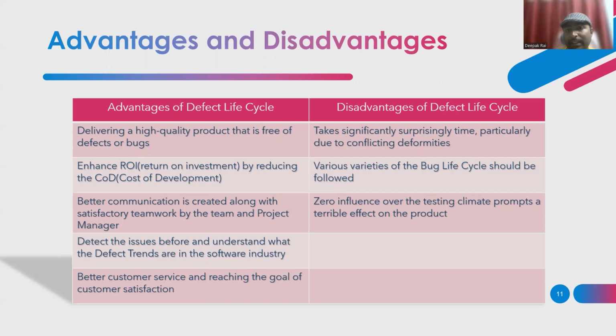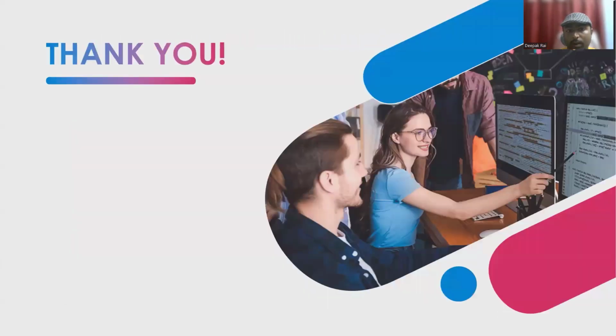Which disadvantages do we have in the defect life cycle, or DLC? It takes significant time, particularly due to conflicting defects. Various varieties of the defect life cycle should be followed, and zero influence over the testing environment leads to terrible effects on the product. So that's all about DLC, or defect life cycle.